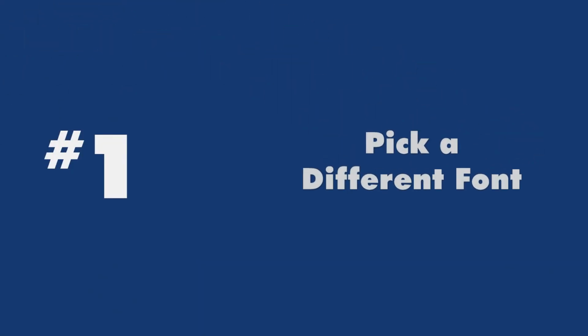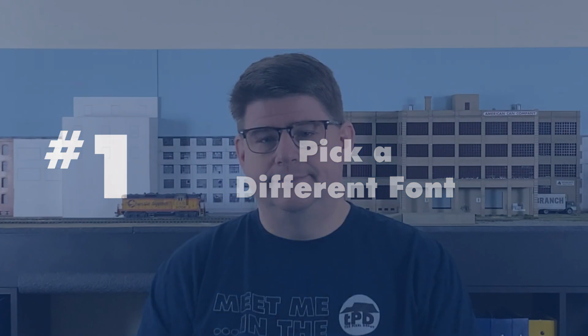Number 1, pick a different font. One of the simplest ways to make better looking signs is to not rely on the basic fonts on your computer. Don't just fire up the word processor and use what's there. Pick another font. For the love of God, pick a different font.